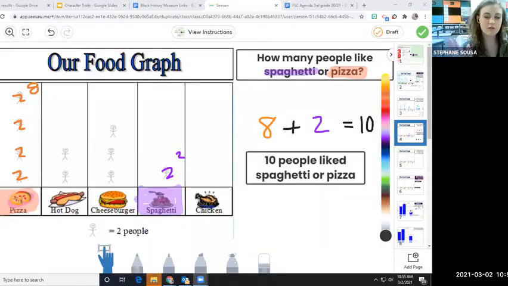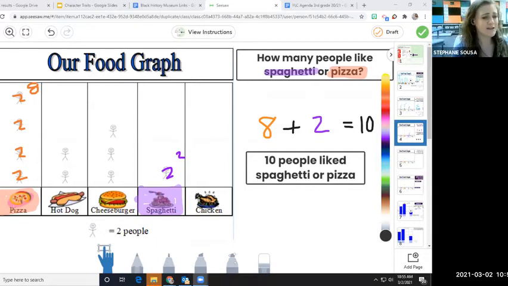Here is what you should have found. How many people liked spaghetti or pizza? Or is another word that means combining, because it's saying, would you like this or this? They're both in my hands. You get to choose. Okay, so putting them both together.